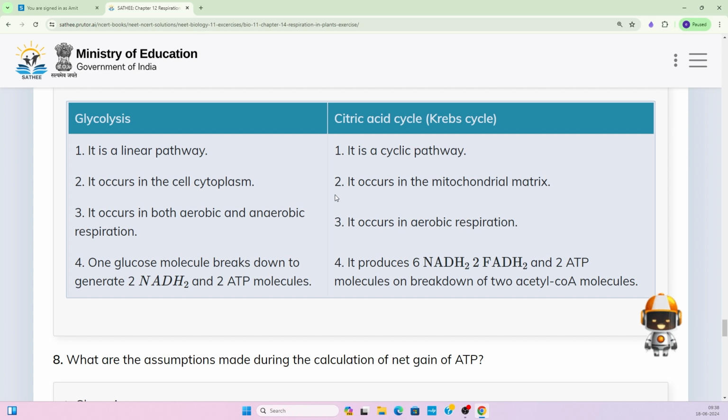The citric acid cycle produces 6 NADH2, 2 FADH2 and 2 ATP molecules on breakdown of 2 acetyl coenzyme A. So here you can see the complete oxidation of the substrate is taking place, whereas in glycolysis, whether aerobic or anaerobic, you get only 2 NADH2 and 2 ATP molecules. So this is the complete oxidation and this is the incomplete one. That is the difference between glycolysis and the citric acid cycle.